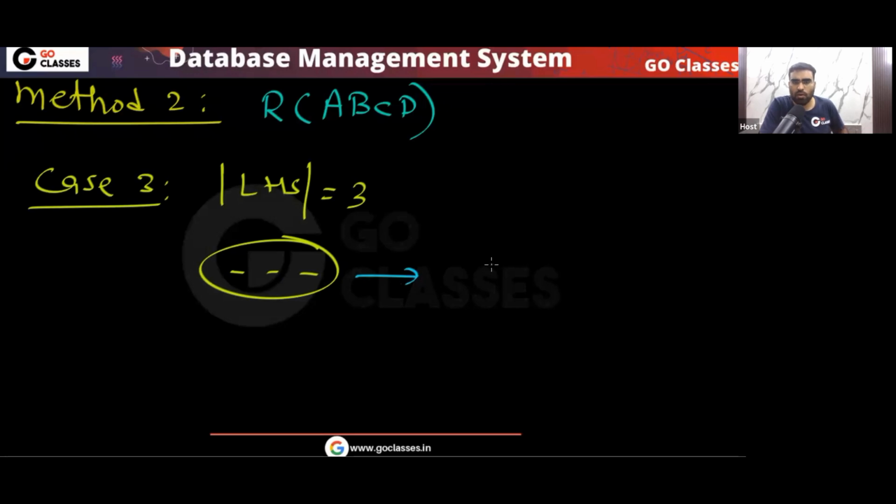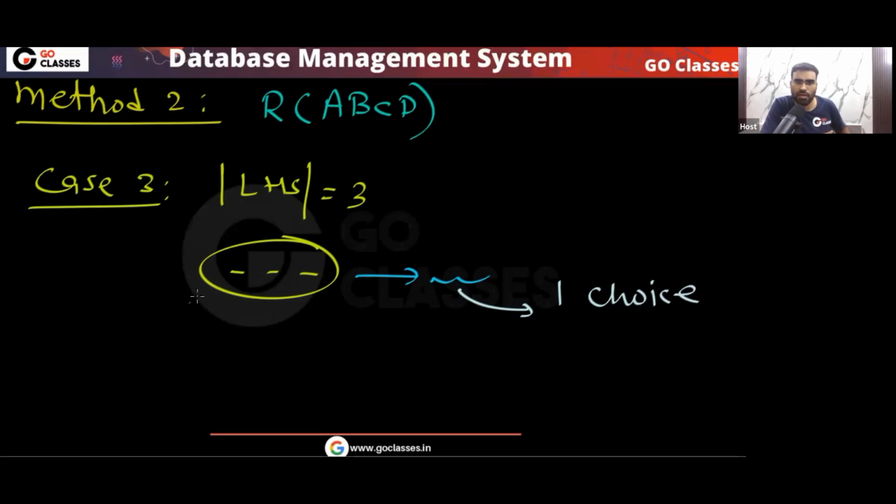Okay, now on RHS, what can I do? On RHS, I can put any non-empty subset of the remaining 1 attribute. So for RHS, only 1 choice will be there. Do you agree with me? If I put 3 attributes on the LHS, then only 1 choice will be there for RHS.